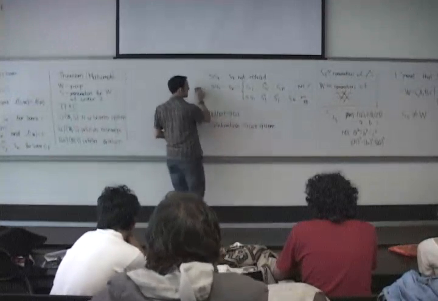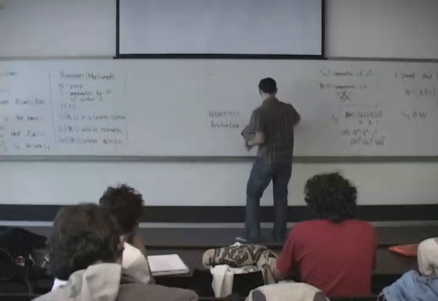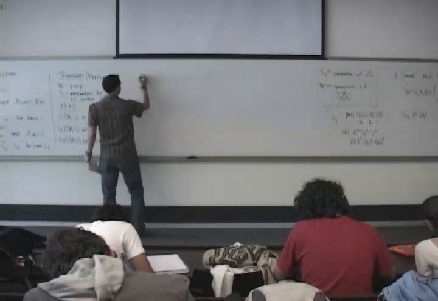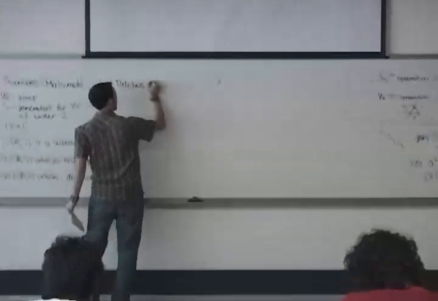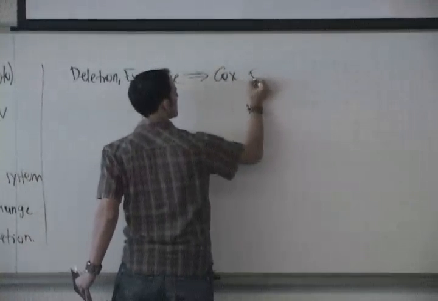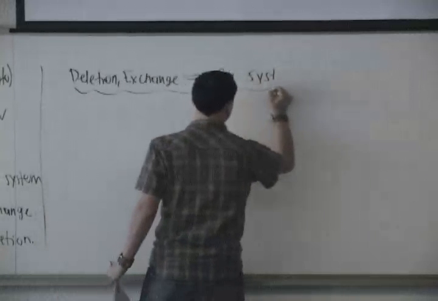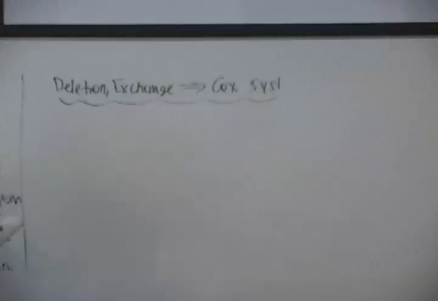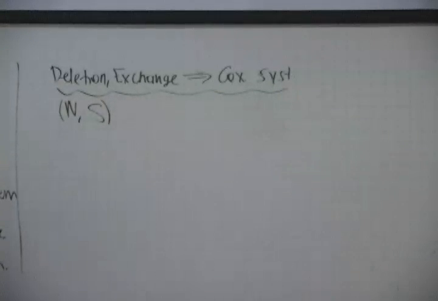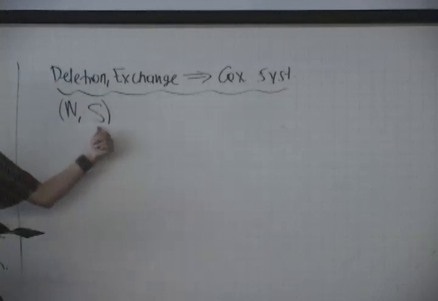So let's now prove this last thing then. Deletion and exchange imply Coxeter system. Okay. So we have W, we have S. What's the first thing that we need to build a Coxeter system? Remember, we need two things, right? We need, first of all, the generators, and we know those. And then we need the relations, and we don't know those yet, actually.